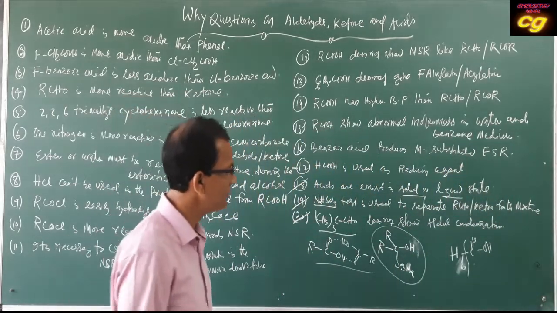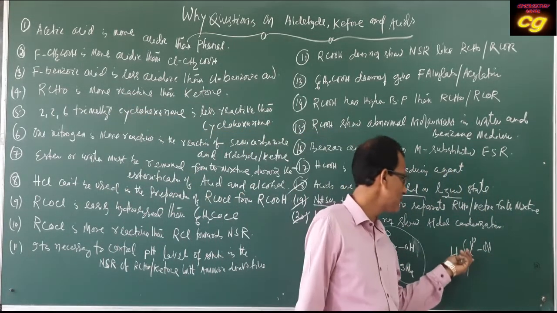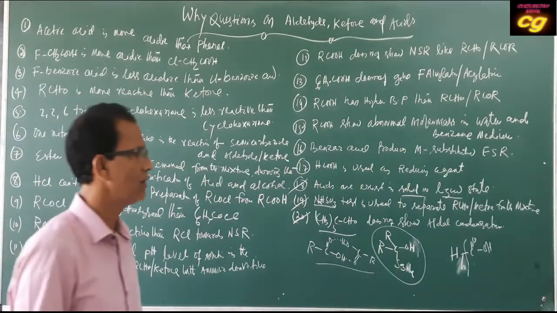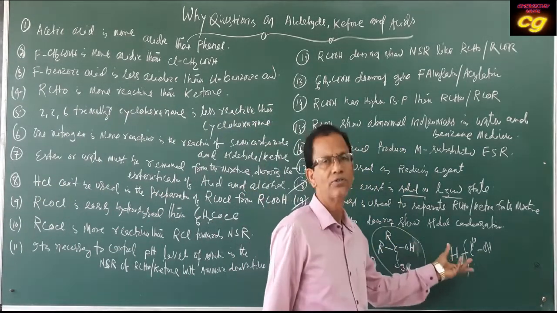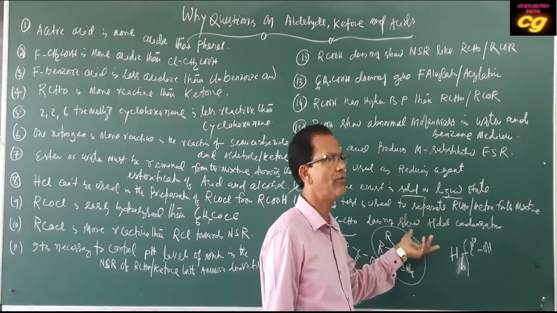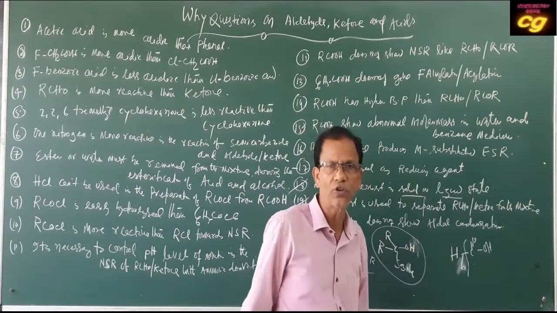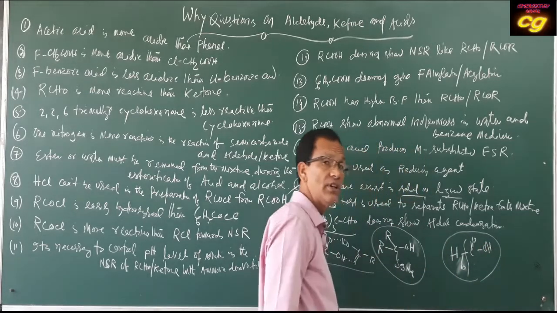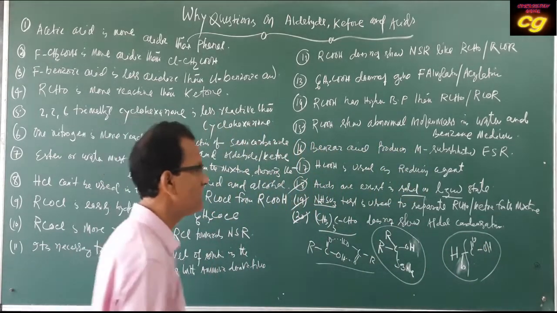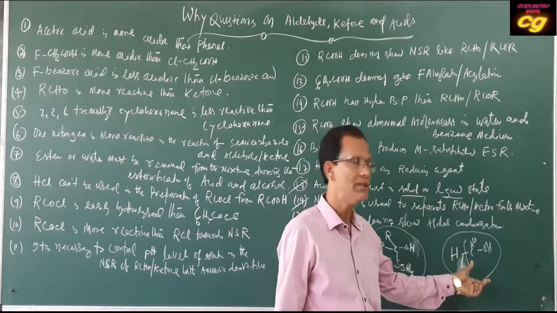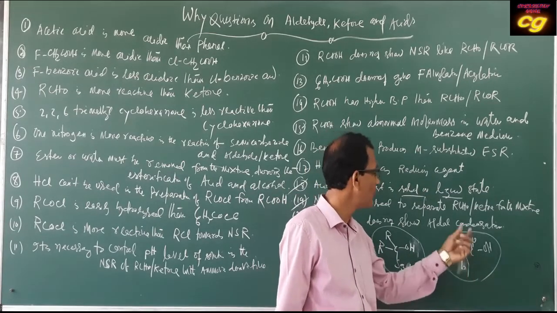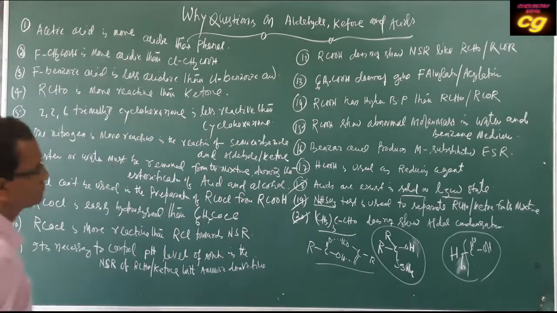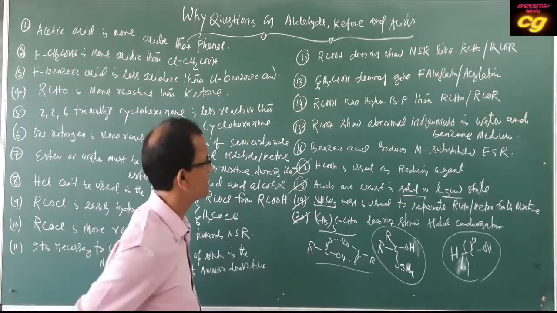It reduces other salts like Fehling solution and Tollens reagent. Formic acid reduces Tollens reagent and Fehling solution because it acts as a reducing agent due to the availability of the weaker CH bond. Okay, this is the answer.